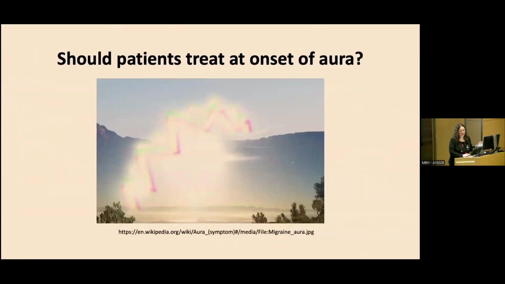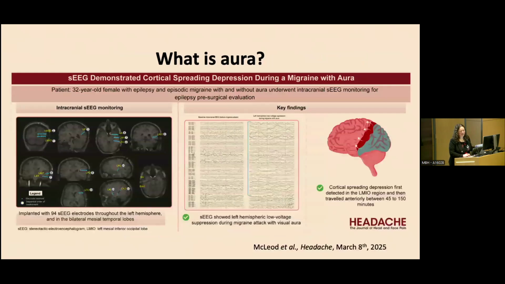So taking that to its logical next step, not everybody gets aura, but about a third of patients with migraine have aura. This is a depiction of what visual aura might look like to a patient. So if we know that treating early, which tends to be when the pain is mild, should we back it up a step and treat when they're having visual aura, let's say? And this begs the question about what is aura. Aura comes from cortical spreading depression.